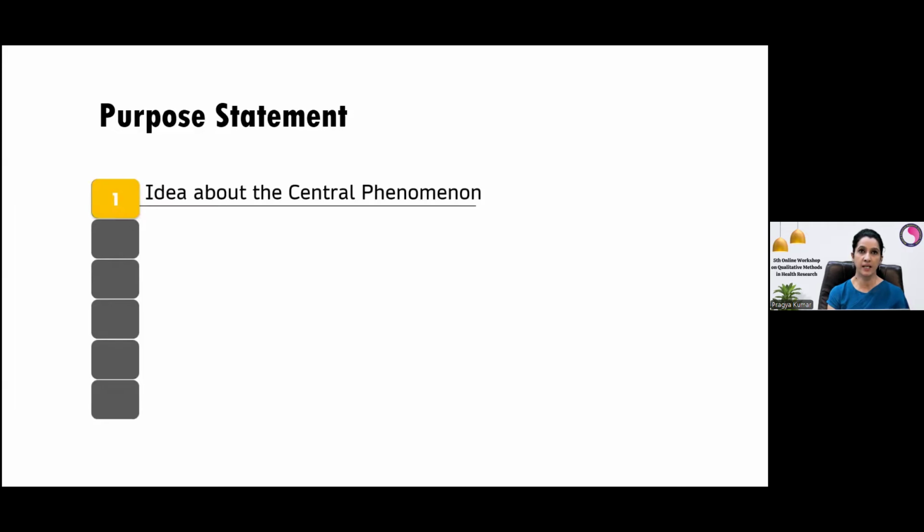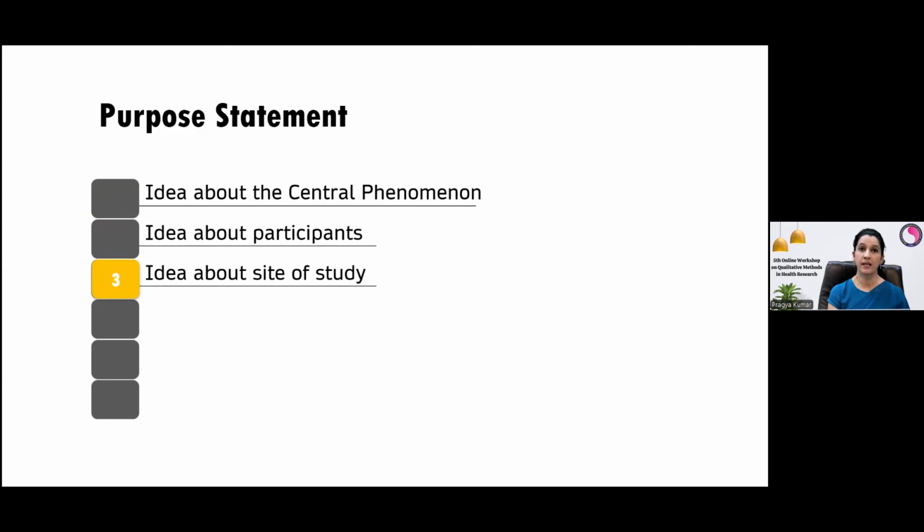So a purpose statement should have something known as the central phenomena. Central phenomena is the core idea of research. Like in this case, the study which we have shared with you, that is the communication barrier. So my central phenomena for this research would be the communication barrier. And then it should have an idea about participants also. Like in this case, it is the healthcare professionals or healthcare workers.